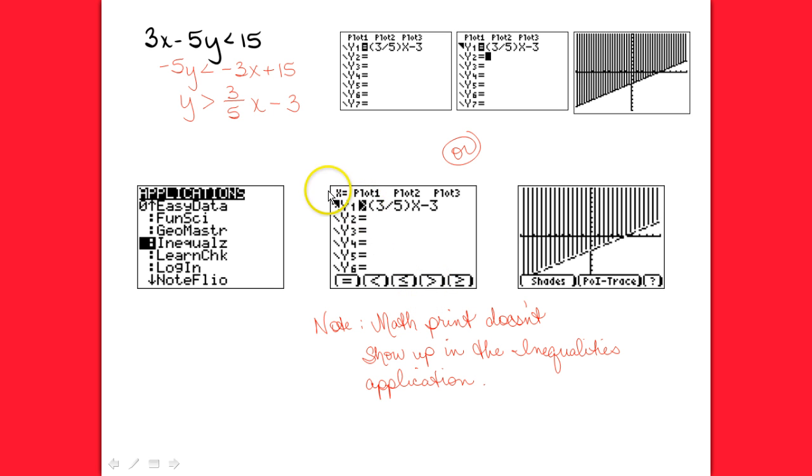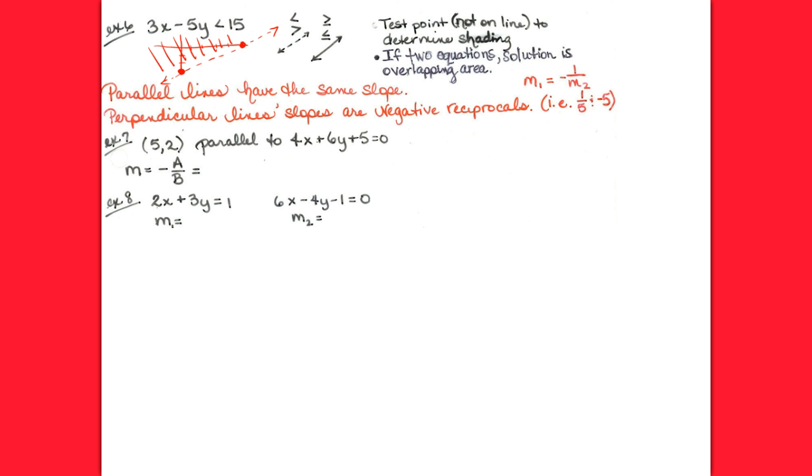When I do that, my calculator sets this over here automatically. It knows to go shade above, and it also knows to go dotted for me. So I love that Inequalities app. Notice that the math print doesn't show up in the Inequalities app, so no matter what you do, you're not going to be able to type this as a fraction with the numerator on top and the denominator on bottom, and that kind of math print type that we've gotten very accustomed to. You lose those options when you're in that app.